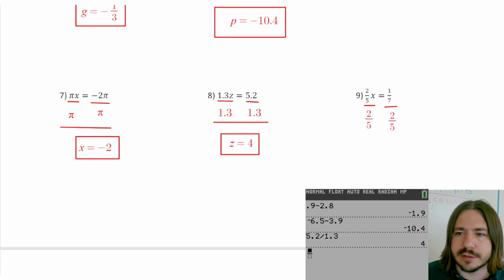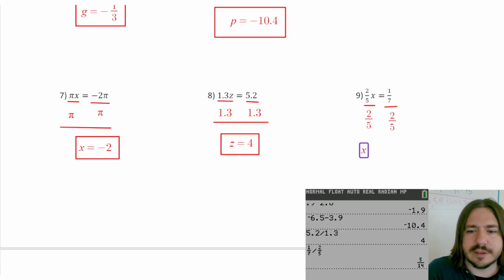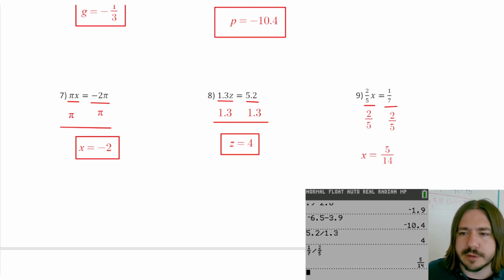If I can. There we go. 1/7, and we want to divide that by 2/5. Should get 5/14. Yep, and there we go. So x equals 5/14.